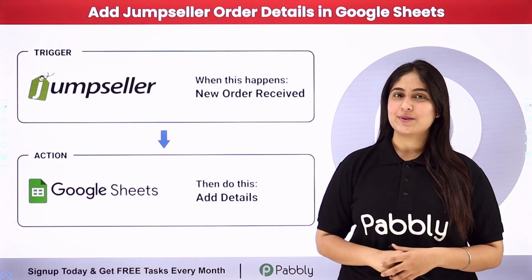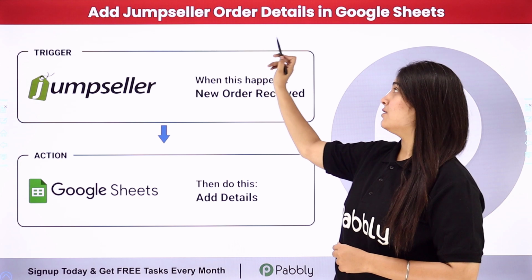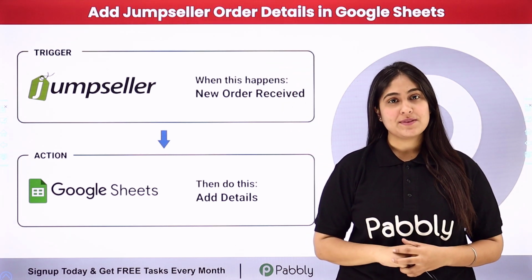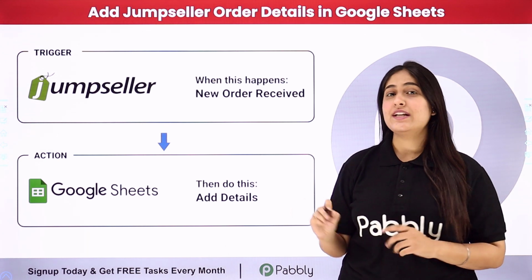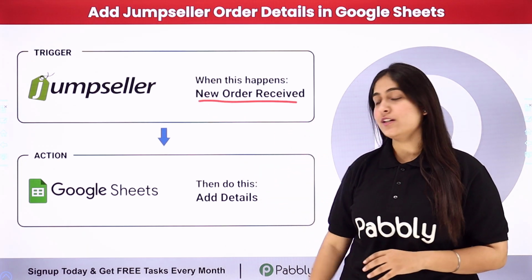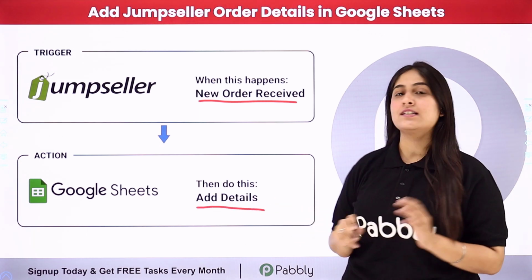So in this video we are going to learn how to add Jumpseller order details in Google Sheets. So here I am a seller on Jumpseller, and in this case I want whenever a new order is received, automatically details of that order should be added in my Google Sheets as a new row.